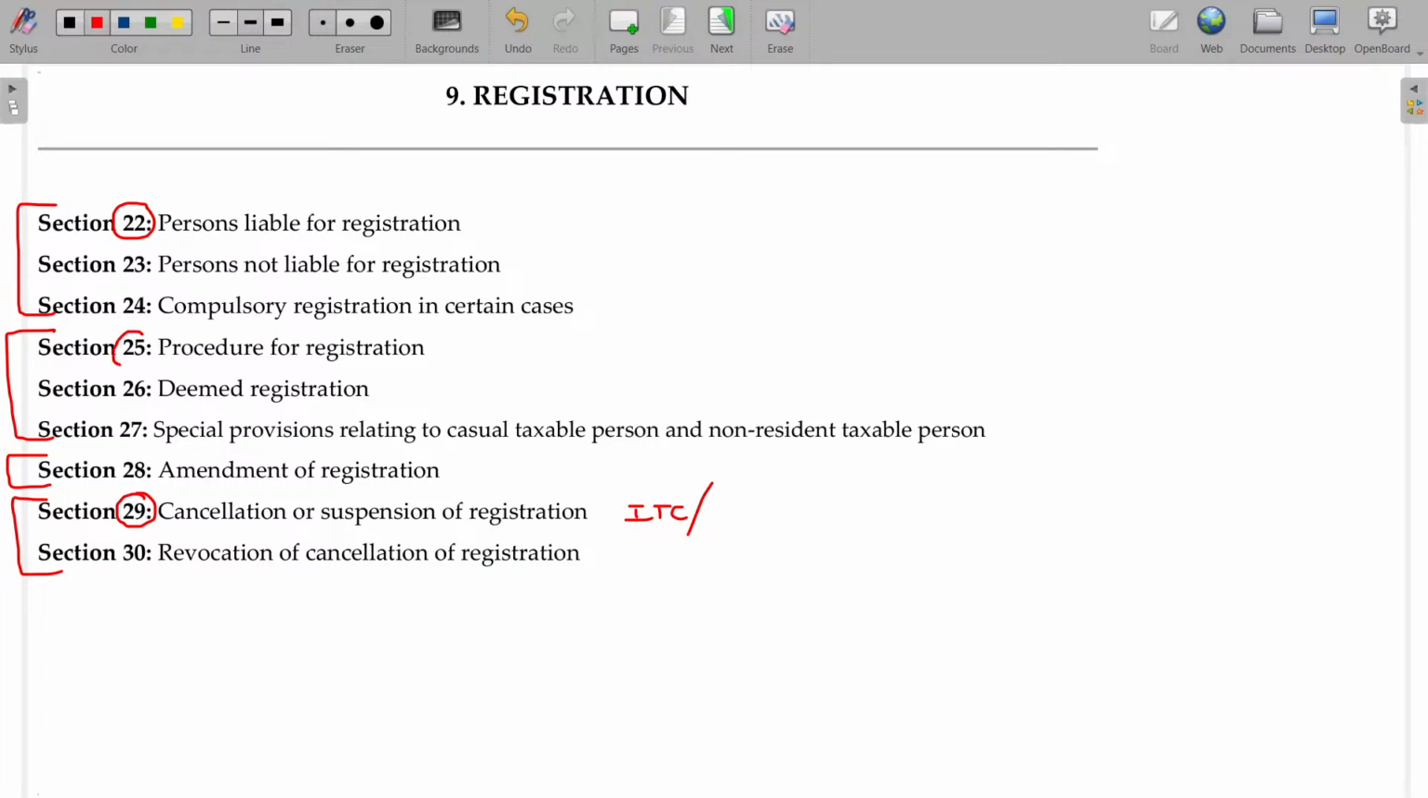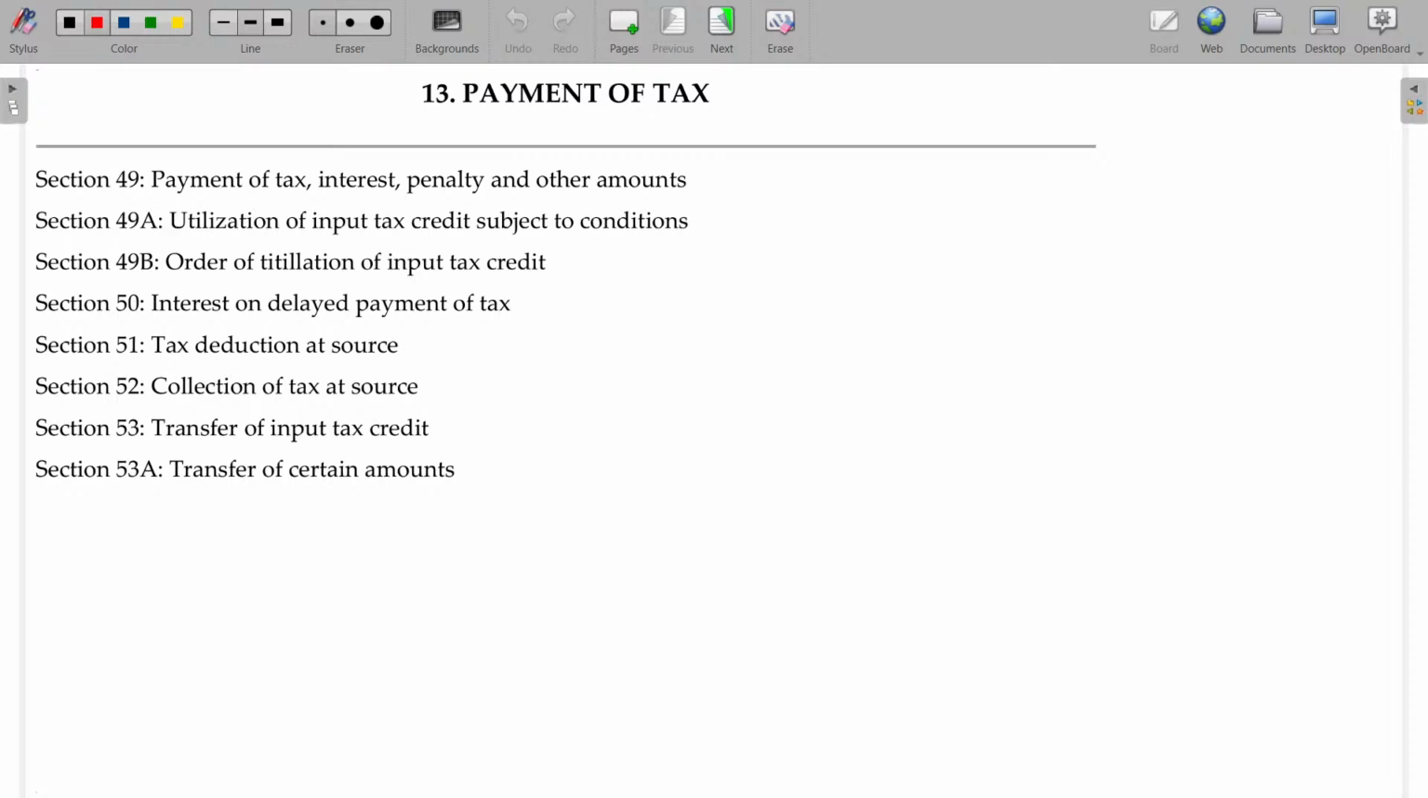So we'll now discuss payment of tax. Three sections are going to be referred for the payment of tax. And understand, if the payment of tax is delayed, then what rate of interest is liable. These four sections are going to be covered here. Sections 51, 52 and other topics will be dealt with along with TDS and TCS.